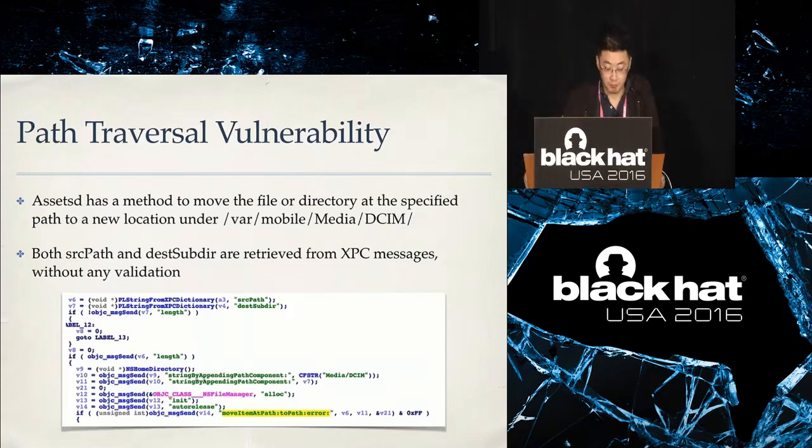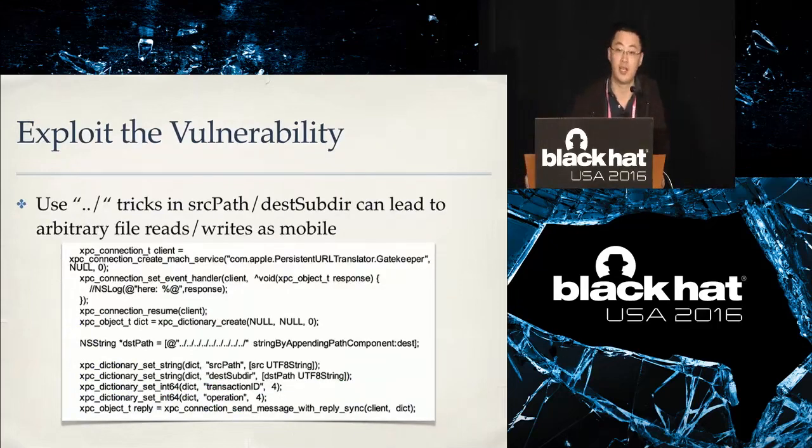But if you look at how the file move is implemented, you will... Okay, so basically, from the XPC message, the program retrieves the source path and the dest subdir. And then for the dest dir, there is some string operation. It's just putting two strings together. Apparently, there's no validation on the two strings. So it's very easy to use the dot-dot-slash trick to traverse the path.